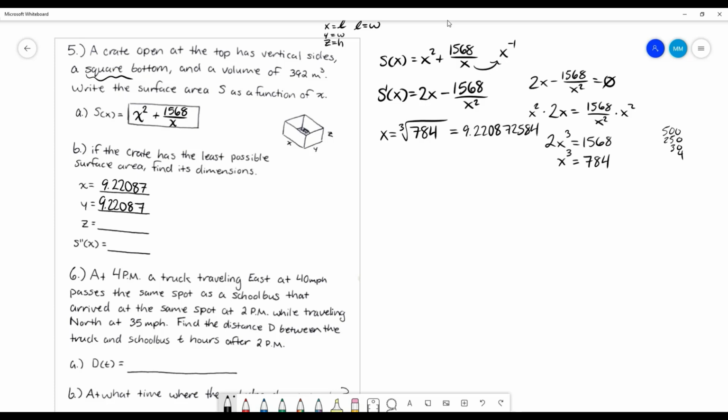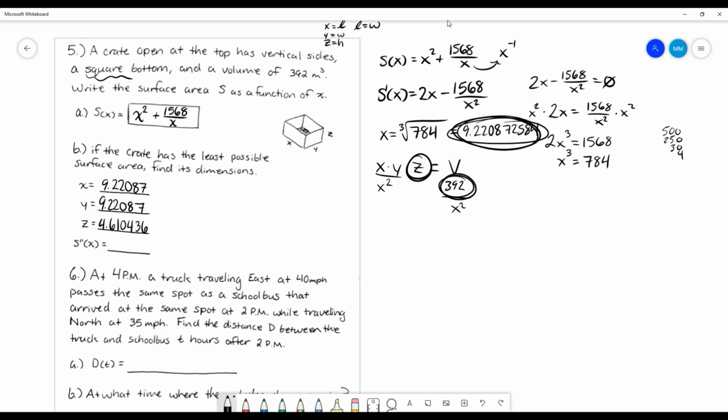And then if I multiply those together, it's going to be x times y times our z equals our volume, right? So I multiply this times itself twice, and I know my volume is 392, so 392 divided by this squared is going to equal z, right? Because I'm dividing by that, because x times y is x squared. So our z is approximately this here.